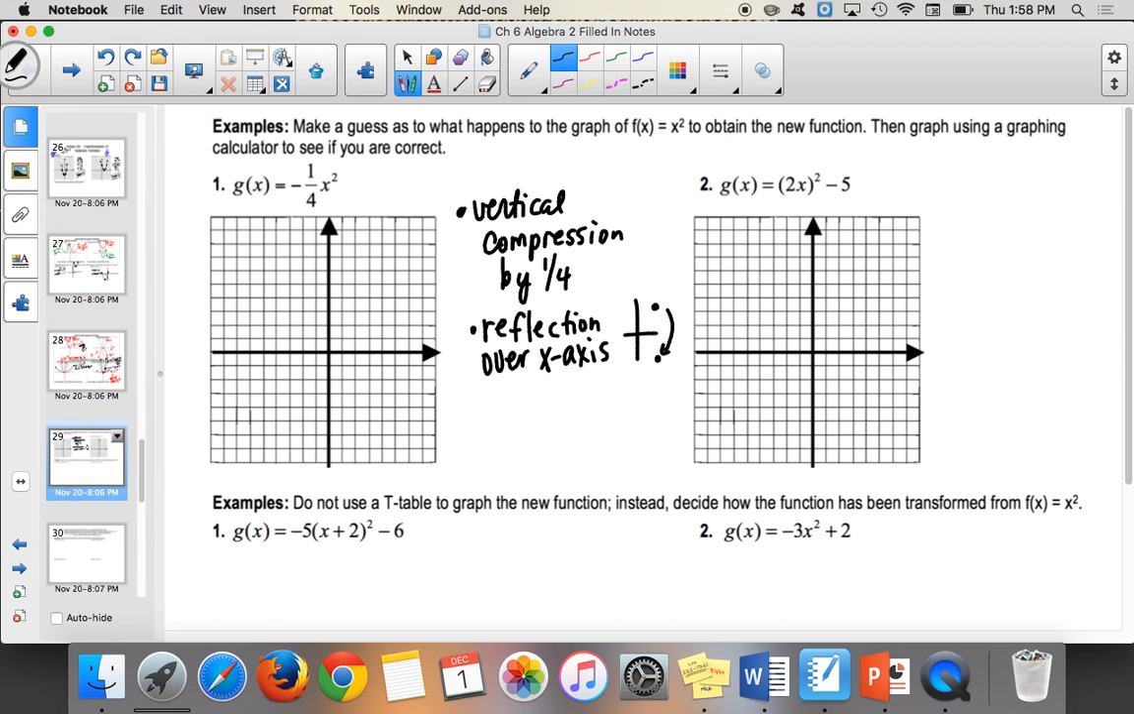All right, so I'm going to have you draw a couple steps in between. So let's talk about the parent function. The parent function starts at 0, 0. We have 1, 1. We have 2, 4. We should know how to graph that. Does everybody know the parent function? y equals x squared.